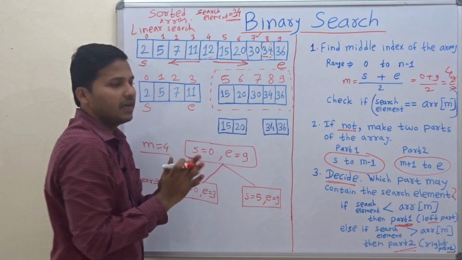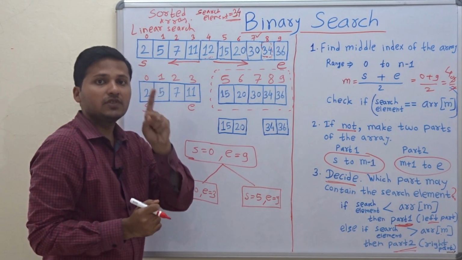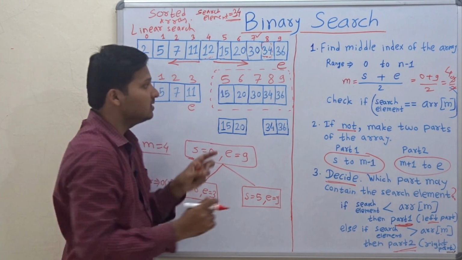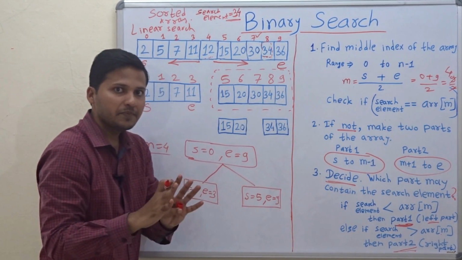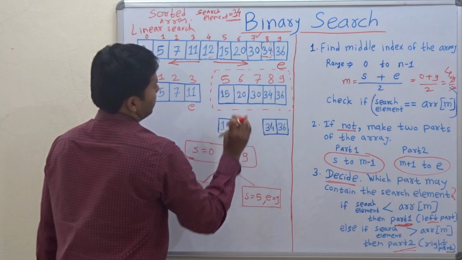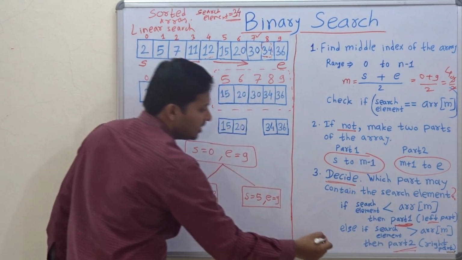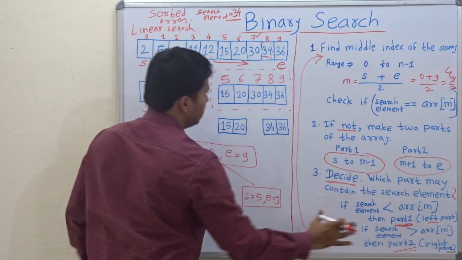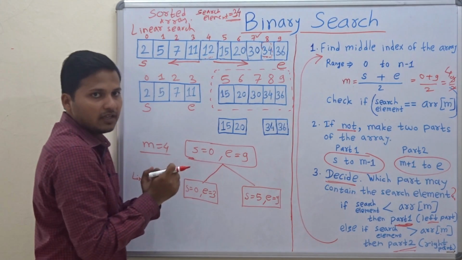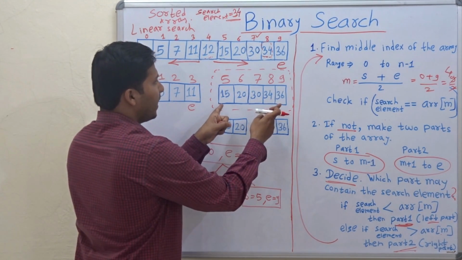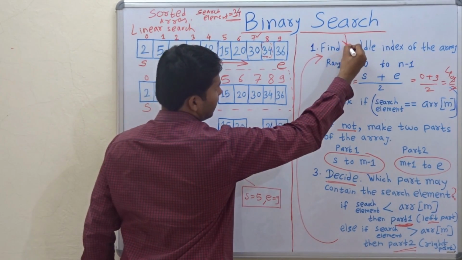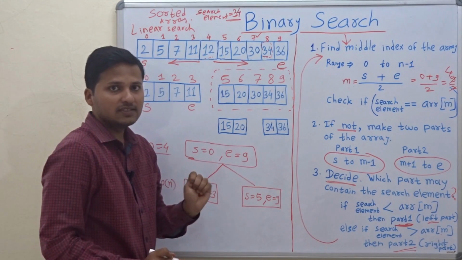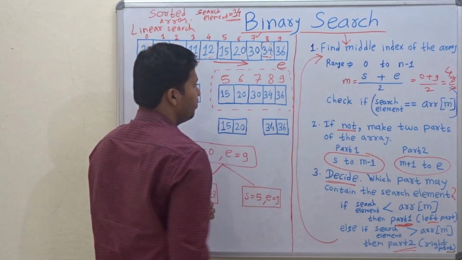Now this is our array and we are sure that if 34 is present inside this array, then it should be present inside this part of the array. Okay, so now we take this part and we perform the same procedure again on it. We consider this as the parameter for this iteration of the loop. These three steps are going to be executed inside a loop.